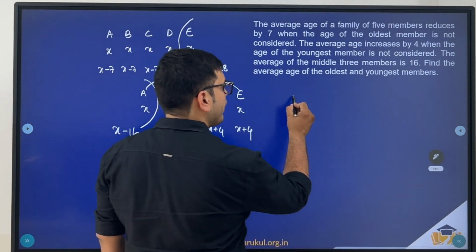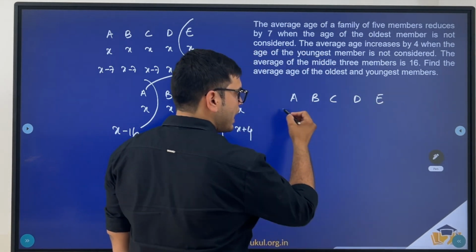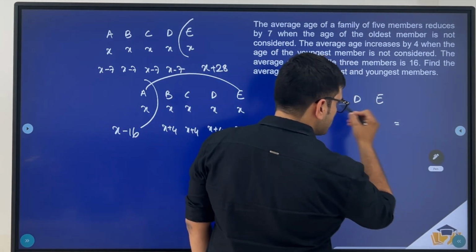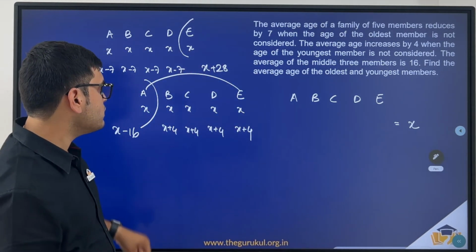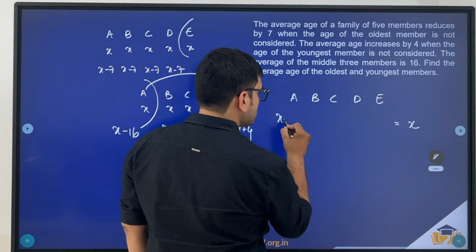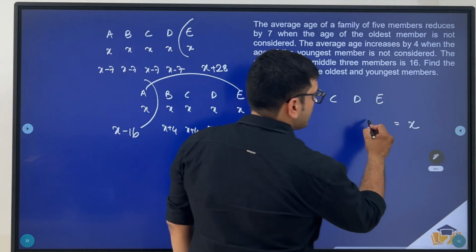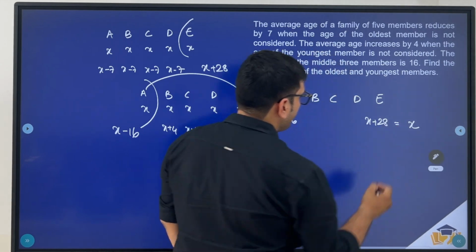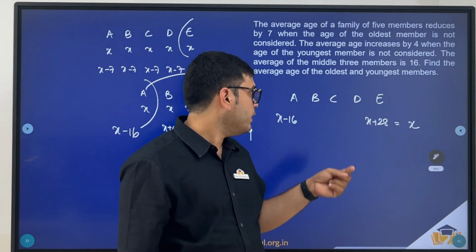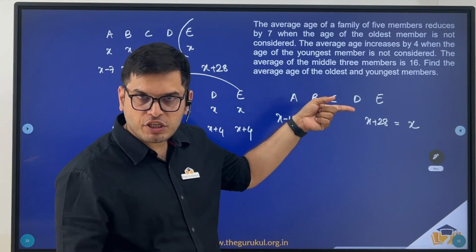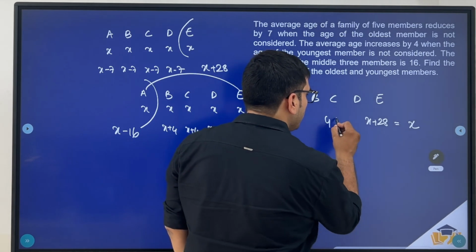Again, we have A, B, C, D, and E. The average of the ages of all these 5 persons is X. Now we know the age of A, X minus 16. We know the age of E, X plus 28, and we are given the average of ages of B, C, and D, which is 16. So if the average is 16, the sum of their ages has to be 48.